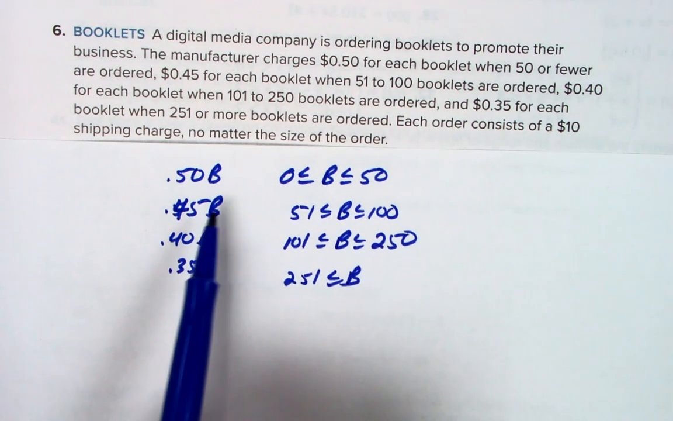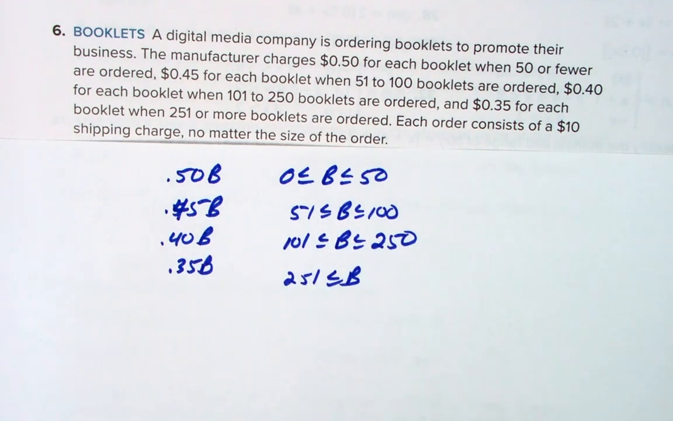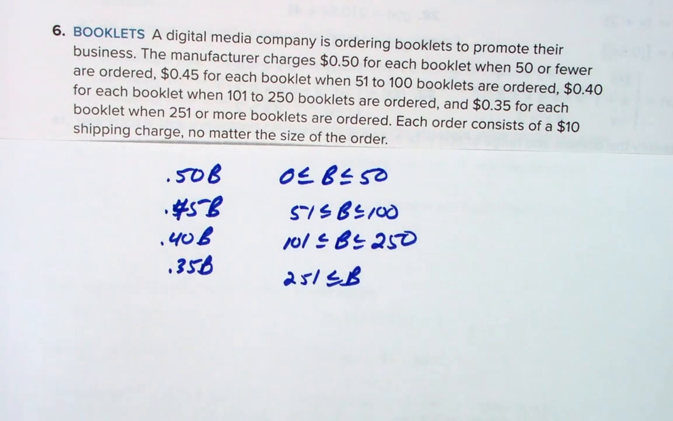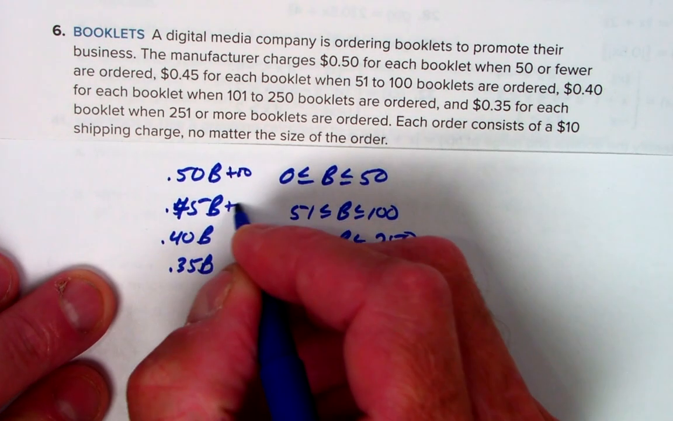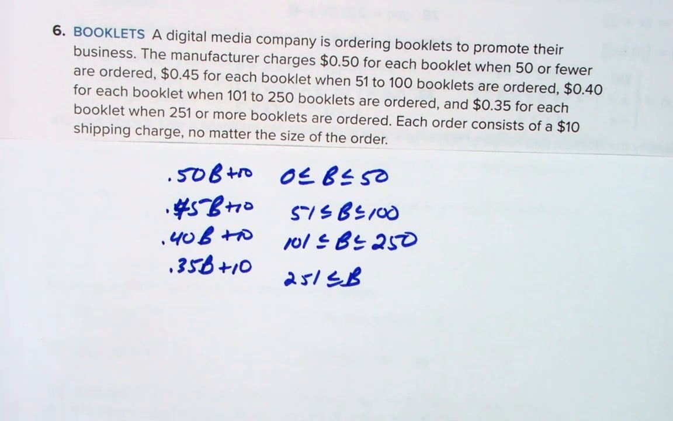So this right here is the cost of the booklets. If I buy 10 booklets, I take 50 cents times 10, and it's $5. If I buy 75, I take that times 0.45. That's my cost. But they say each order consists of a $10 shipping charge. So what do we have to do to these? Add 10, because it's going to add $10 for me. So that's my cost of the booklets, plus $10 shipping, for each piece. That's what number 6 would look like, because it's just coming up with a cost.